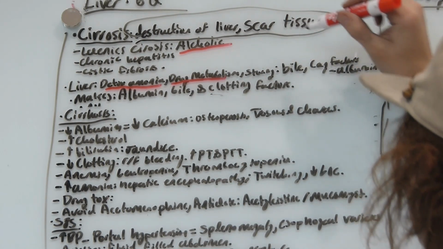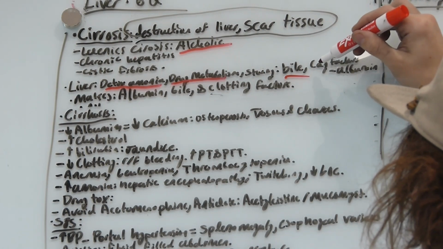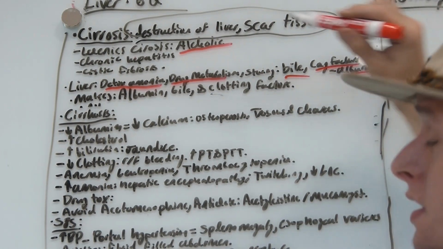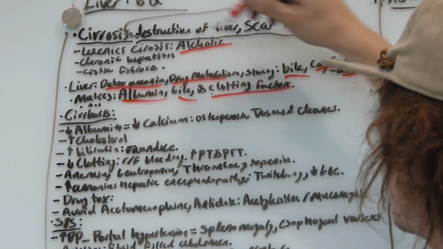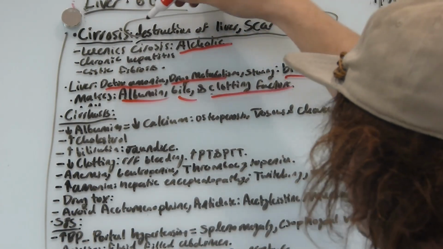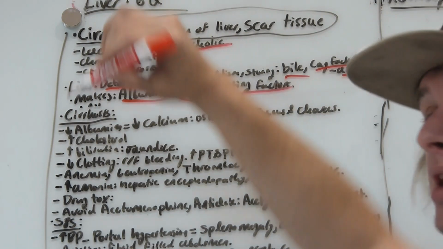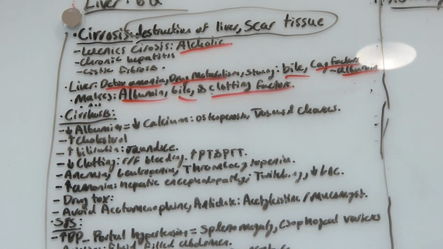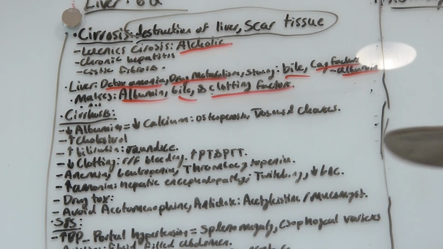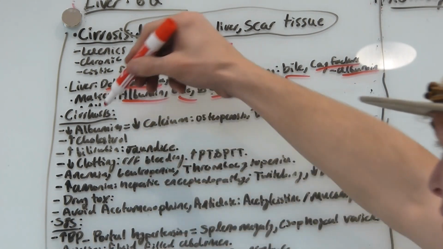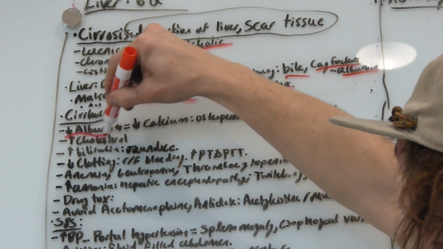And it stores bile, clotting factors, and albumin. So the liver basically makes albumin, bile, and clotting factors. So if we have cirrhosis, which is destruction of the liver, and the liver can't make what it needs to make, we're going to see decreased albumin, decreased bile, and decreased clotting factors. So with cirrhosis, of course, we have decreased albumin.